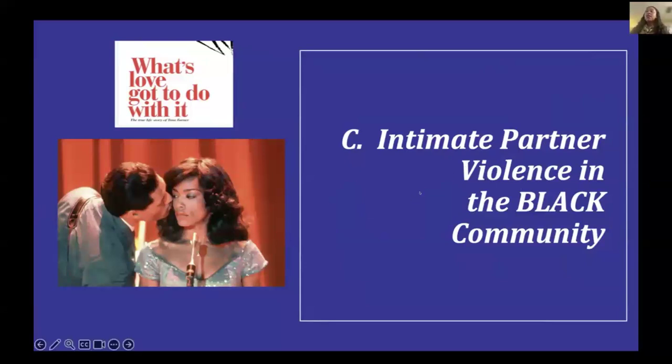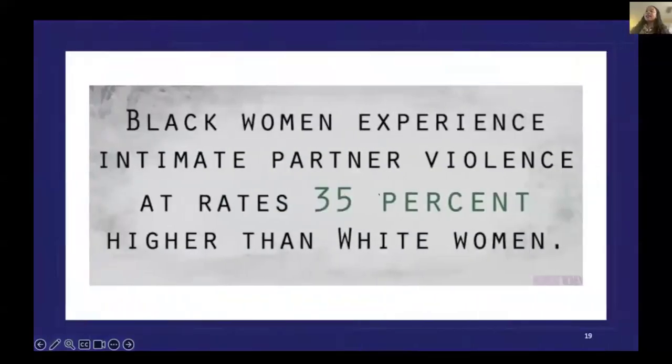And I tell you what, love doesn't hurt. That's where I got that from when I said that earlier. Love surely doesn't hurt. So what's love got to do with abuse? Let's go to the next slide and talk about it. Nothing, when Black women experience intimate partner violence at rates 35% higher than white women.